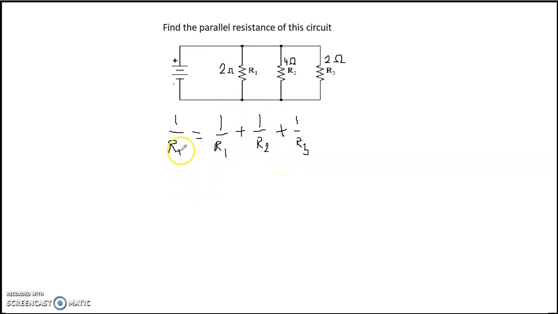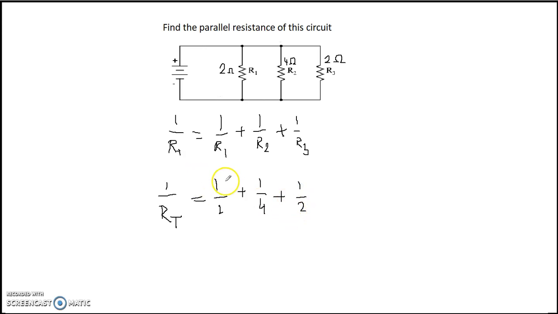All right. At this point, we will just have to simplify for RT. That's what we're going to try to find, the R total, or total resistance. So plugging in the values now, it will be 1 by RT equals 1 by R1's value, which is 2 ohms, so we'll write 1 by 2, plus R2's value is 4 ohms, so 1 by 4, plus R3 is again 2 ohms, so 1 by 2.